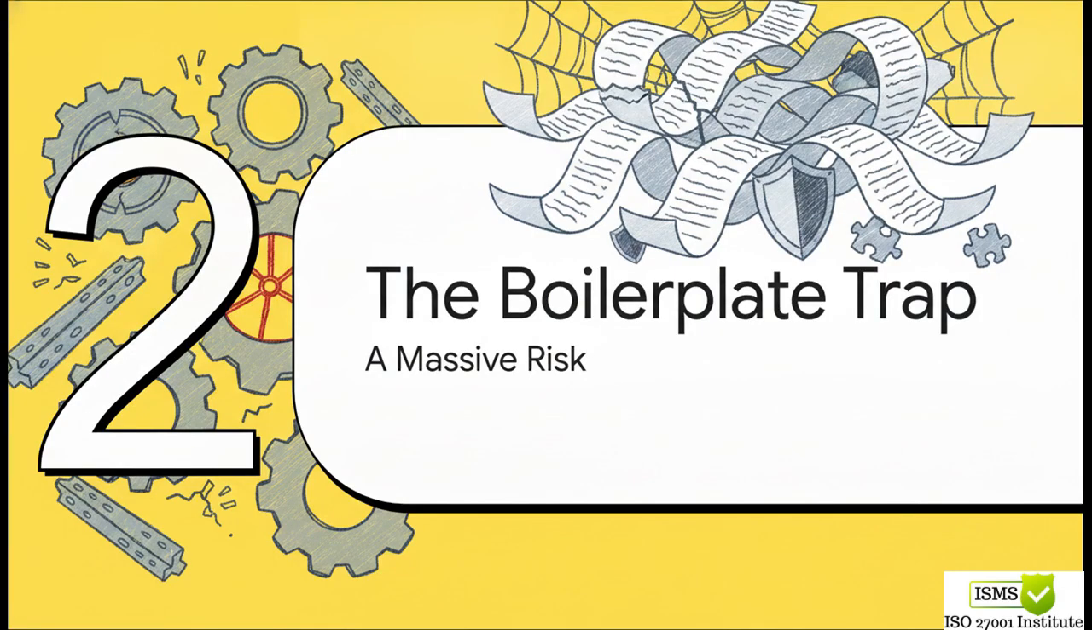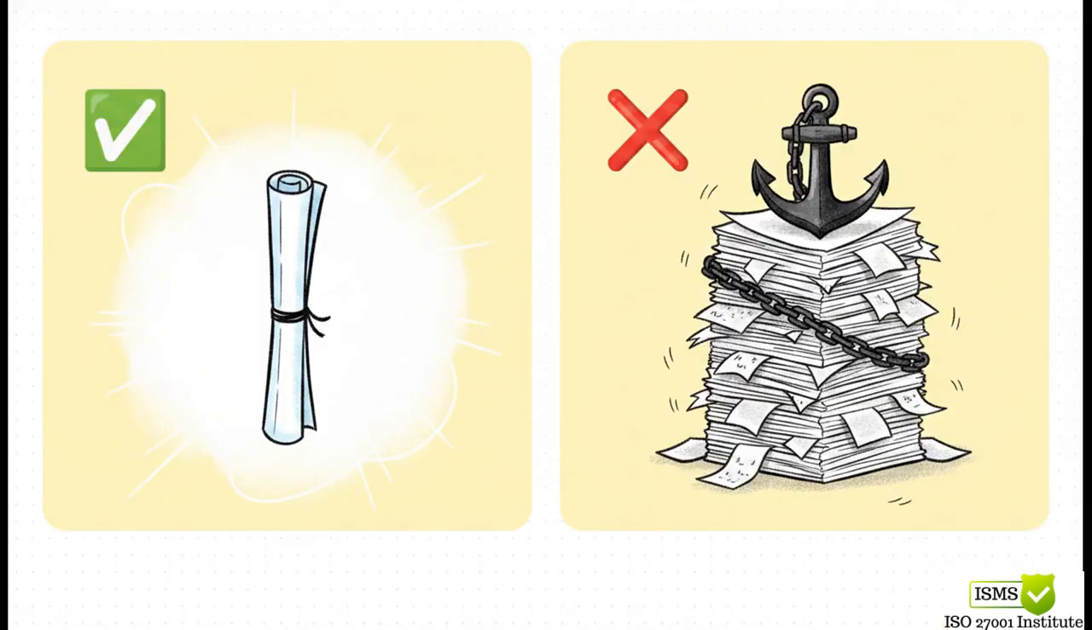Moving right along to Section 2, the boilerplate trap. This really perfectly illustrates the difference between a compliant document and a massive governance risk. On the left, we've got what we actually want, right? A master blueprint that is clear, concise, and just incredibly easy for your staff to navigate. But on the right, we have the reality for way too many companies. Dense boilerplate, we're talking about 50 to 100 pages of downloaded template text that serves better as a sleep aid than an actual security guide. It's thick with generic legal jargon that nobody actually reads, let alone understands.